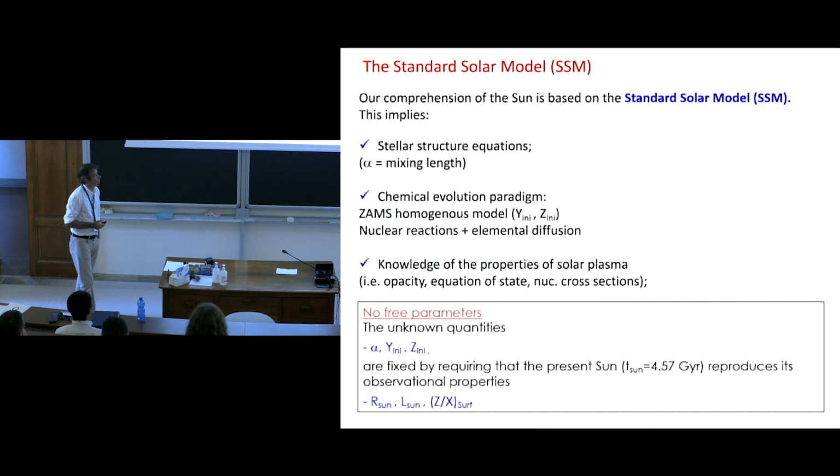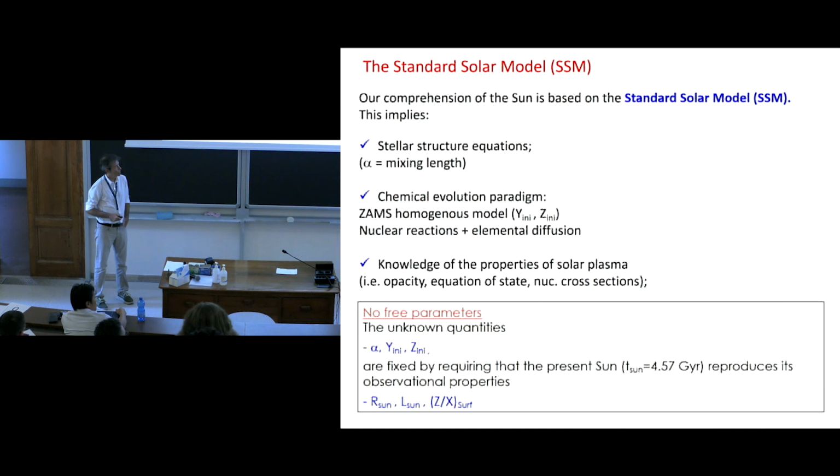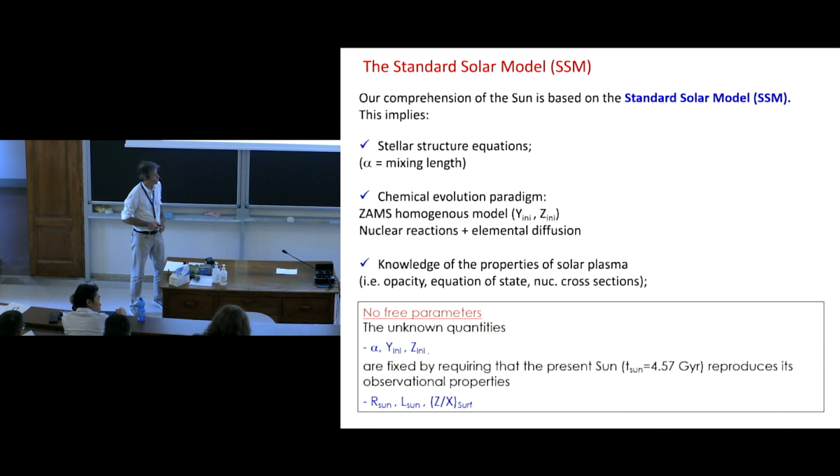Now, the fundamental theoretical tool in solar physics is the so-called standard solar model, which is a solution of stellar structure equations employing a well-defined chemical evolution paradigm, according to which the sun was born as a chemically homogeneous star and then has evolved its chemical composition only due to nuclear reactions and elemental diffusion, and which implements a state-of-the-art calculation of the properties of the solar plasma, in particular the radiative opacity, the equation of state of stellar matter, and the cross-sections of the nuclear reactions which are relevant for energy production.